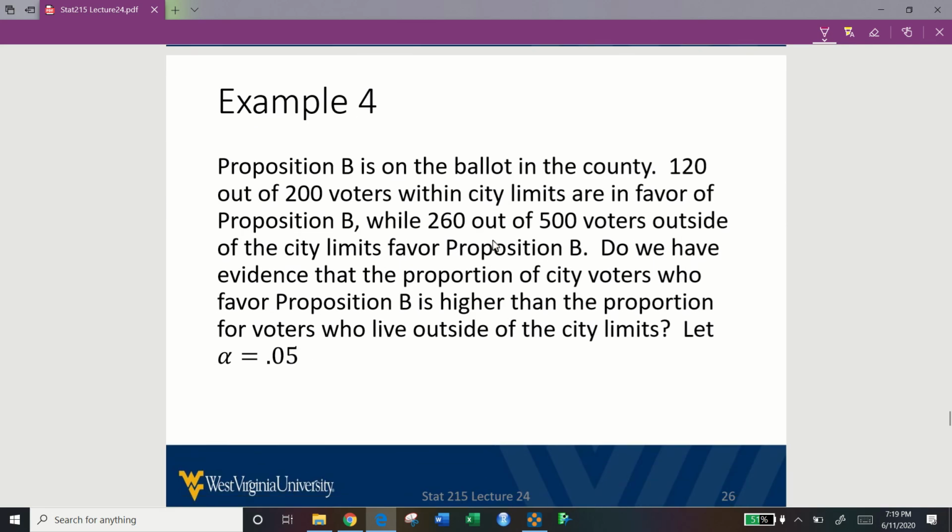To understand all that we've just learned, let's take a look at an example. We can say that Proposition B is on the ballot in the county. 120 out of 200 voters within city limits are in favor of Proposition B, while 260 out of 500 voters outside of the city limits favor Proposition B. Do we have evidence that the proportion of city voters who favor Proposition B is higher than the proportion of voters who live outside of the city limits? Let alpha equal 0.05.